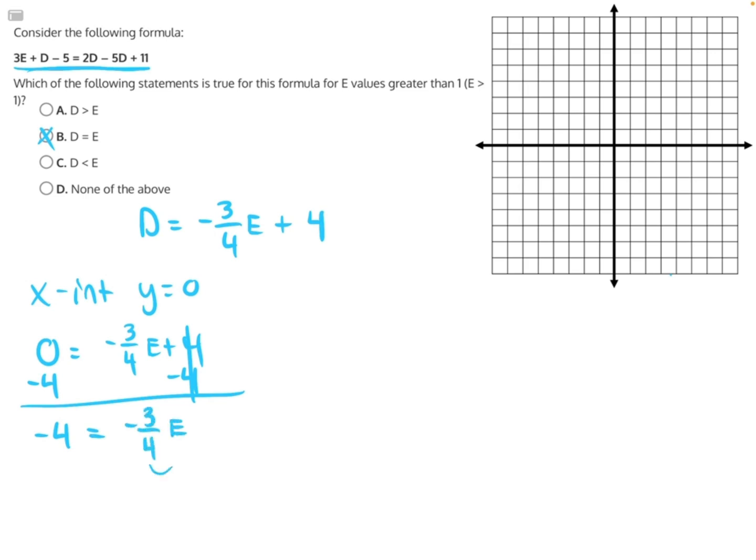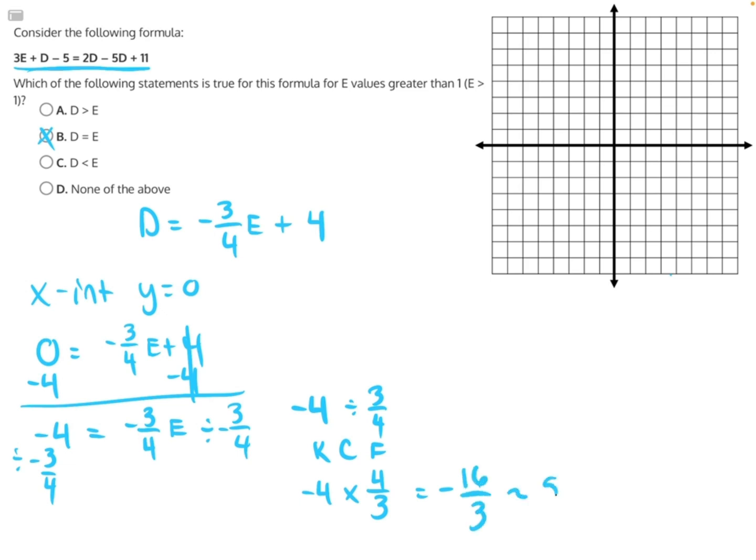Then, because negative 3/4 is being multiplied to e, we'll need to divide both sides by negative 3/4. And this is going to get a little tricky. Dividing with fractions is always tricky, but pull it to the side and remember that whenever we're dividing with fractions, keep our original number, change to multiplication, and then flip, because we're multiplying by our reciprocal anytime we're dividing by fractions. So in this case, we would get negative 16 over 3, which is about equal to 5.3. So our coordinate point would be about 5.3, 0.